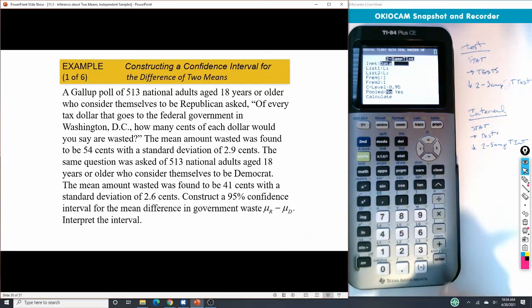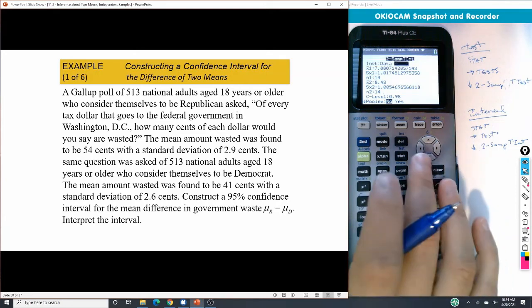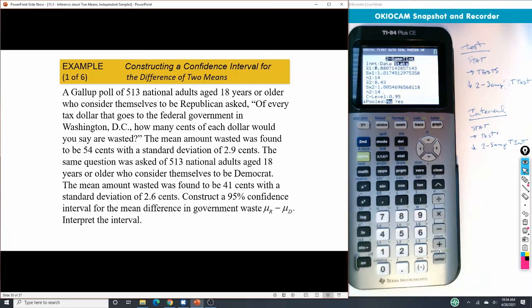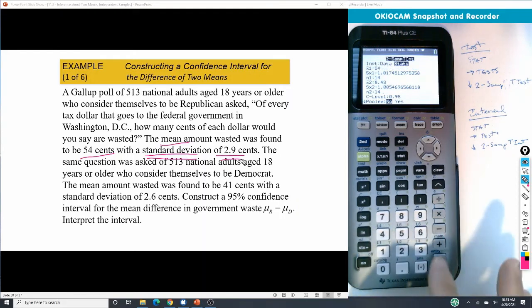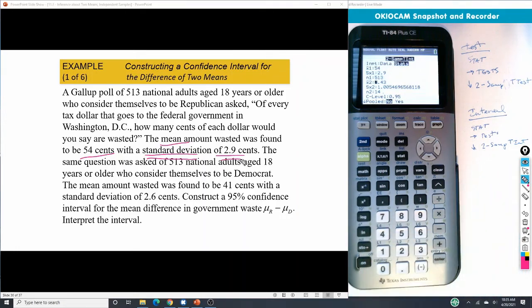This time we have the stats, okay? We don't have the data, we have the stats, all right? So our first one was the Republicans. So for our Republicans, we see that we have here 54 cents, so a mean of 54 cents, and then a standard deviation of 2.9 cents for those. Okay, so 54 and 2.9. And there were a total of 513 Republicans. Okay, so we can see that right up here.